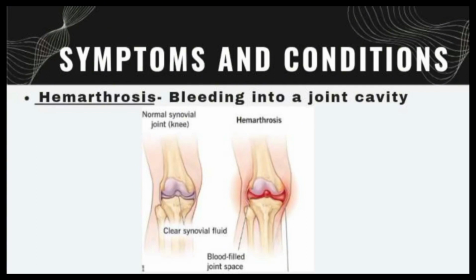Hemarthrosis is bleeding into a joint cavity, which can occur after an injury or, more commonly, in bleeding disorders such as hemophilia. Hemophilia is a bleeding disorder in which the blood does not clot properly. The patient will typically present with pain, swelling, and a decreased range of motion of the involved joint.